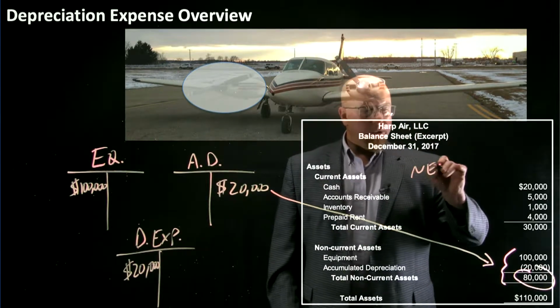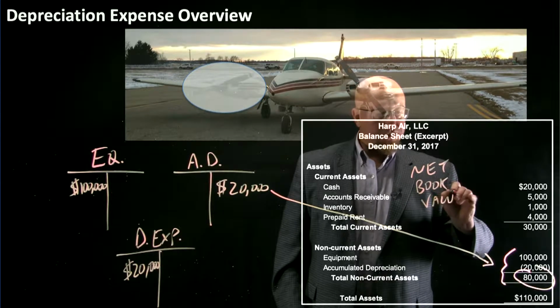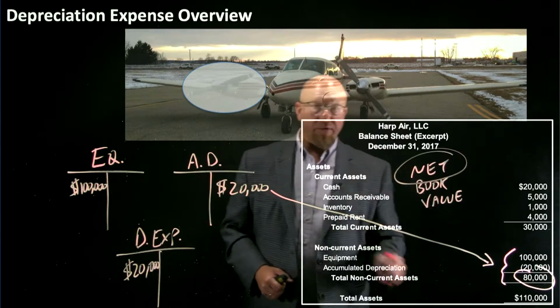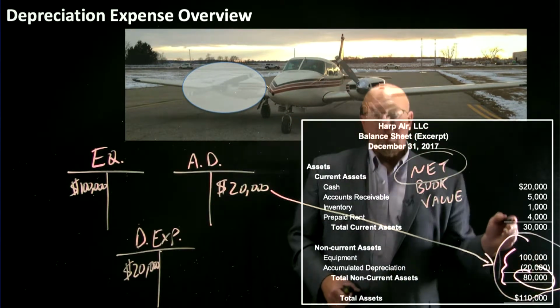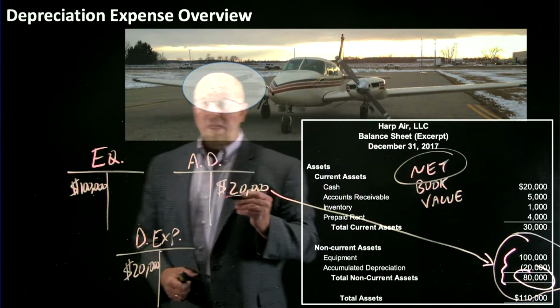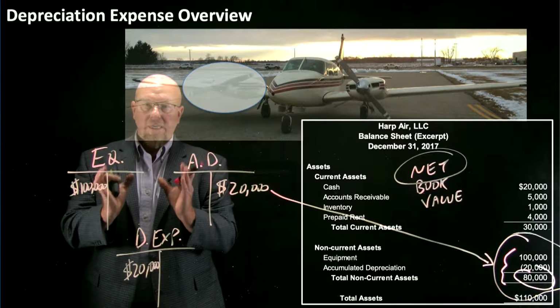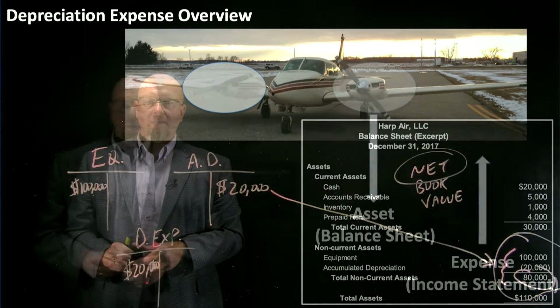Okay? And the reason it's net book value is because the balance sheet is our company's books, and the term net really refers to the fact that we're combining two accounts, the $100,000 and the negative $20,000, to arrive at a net amount at which this asset is reported on the balance sheet at the end of 2017.